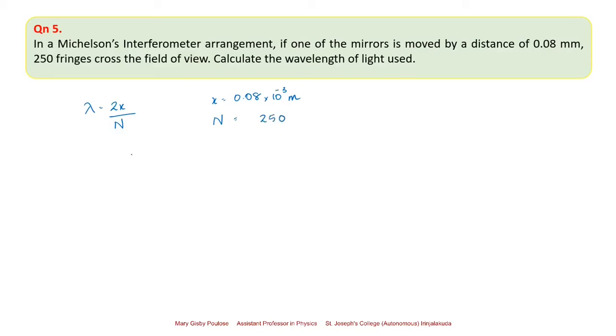So simple substitution gives wavelength lambda is equal to 2 into 0.08 into 10 raised to minus 3 divided by 250. This can be calculated, you may pause the video to do the calculations, and it is obtained as 640 into 10 raised to minus 9 meters. That is, wavelength is equal to 640 nanometers.